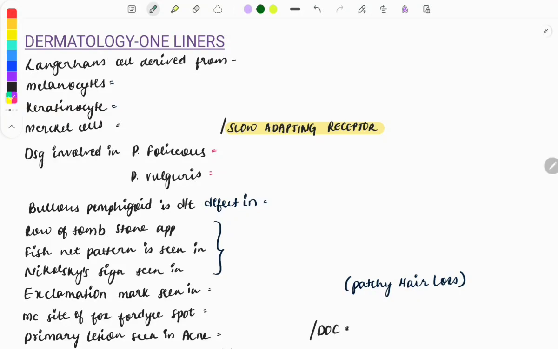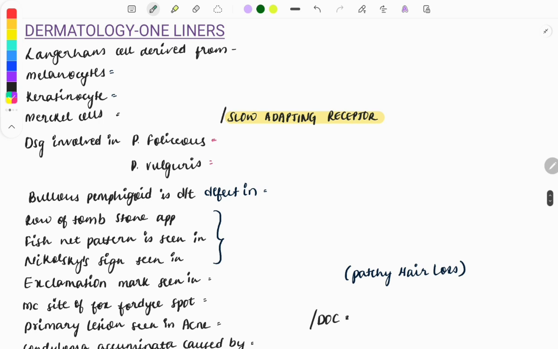In this video, we will discuss certain one-liners from dermatology asked in the FMGE. As you know, dermatology is a very short subject, and if you're not able to complete the whole subject, then don't worry. By seeing these points, you'll be able to solve almost all the questions, even the one-liners as well as the clinical cases.